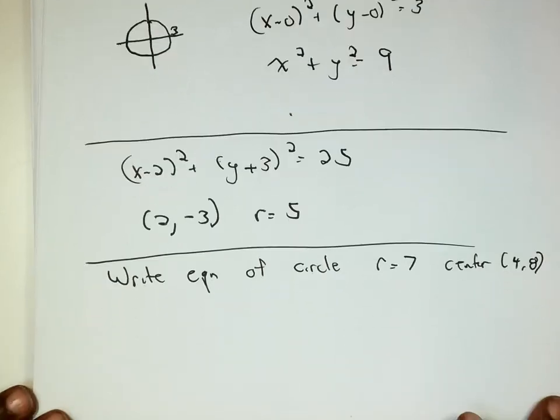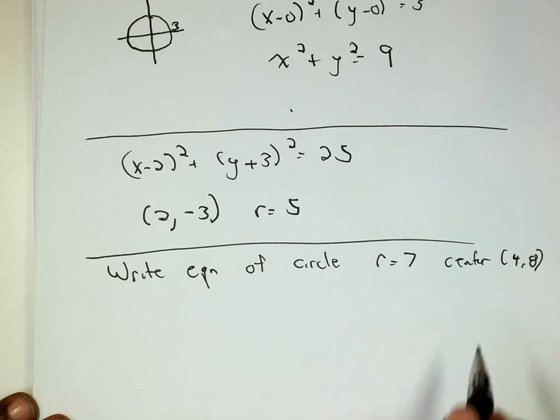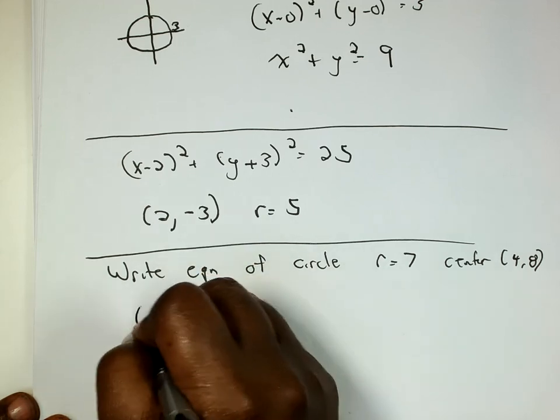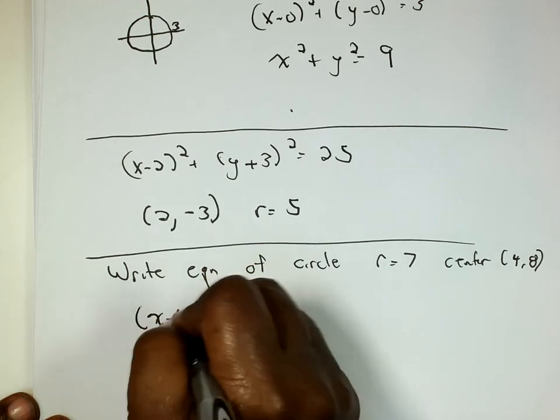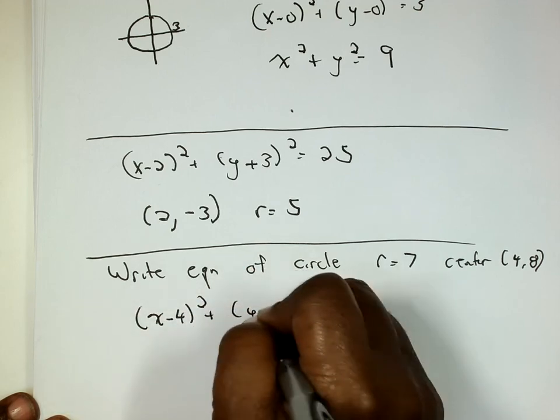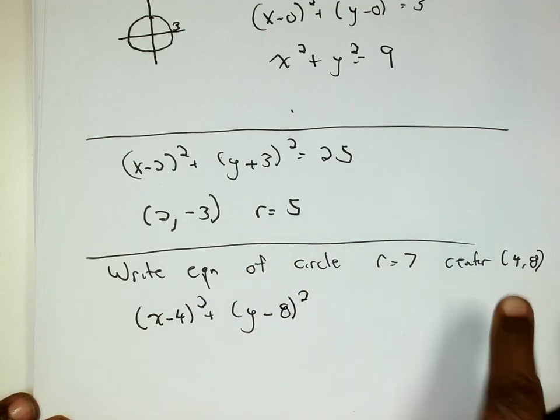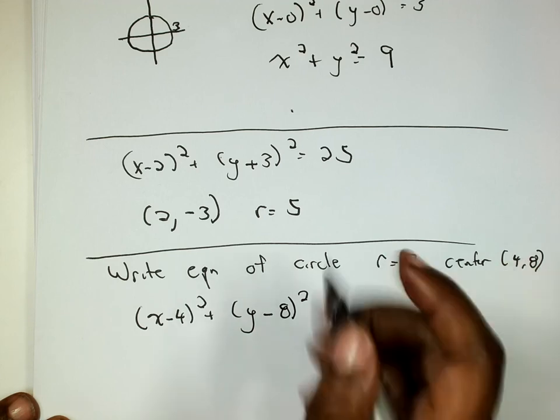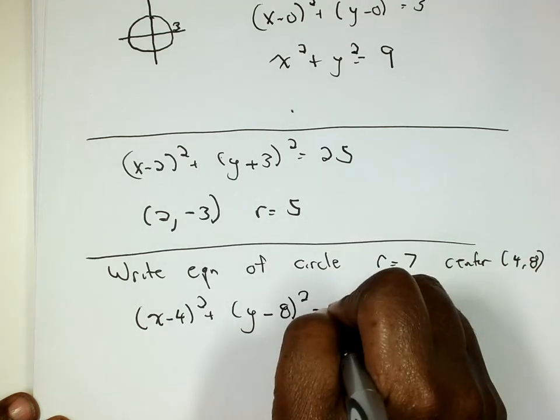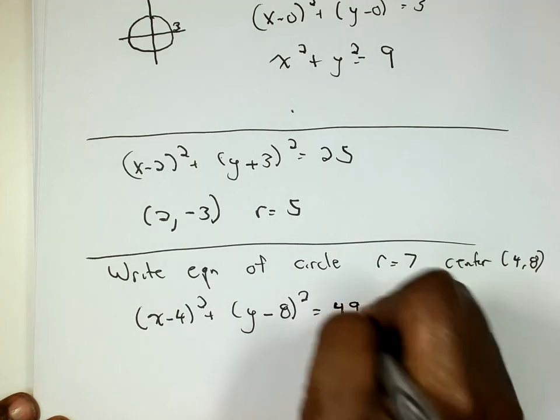So if I want to write the equation of a circle with radius 7, center 4, 8, I'm going to write x minus 4 squared plus y minus 8 squared, right? It was just minus whatever these two terms are, and it equals 7 squared, which is 49.